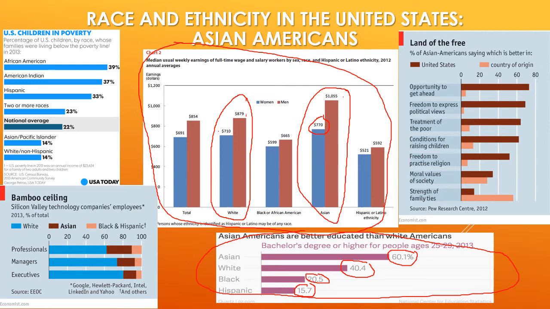And in terms of children in poverty by race, we have 39% of African American children live in poverty, 37% of Native American children, 33% Hispanic American children. And then we can look down here and see Asian Americans and white Americans have the same rate of children in poverty, which is 14%, but significantly less than half of the amount of African American children in poverty.